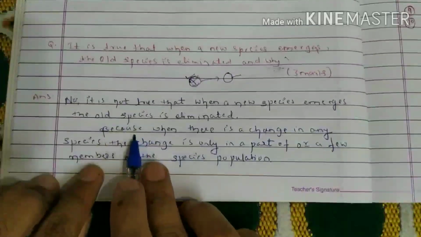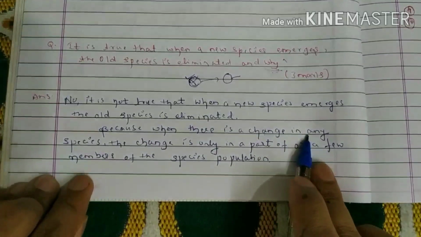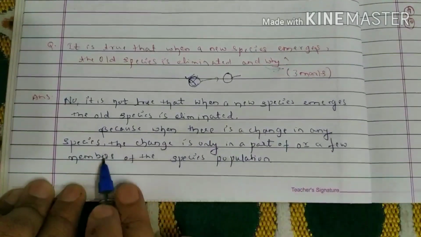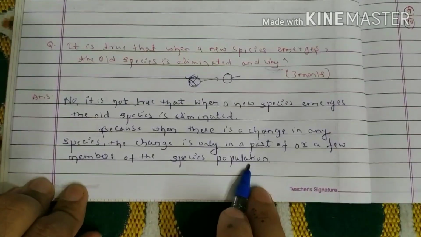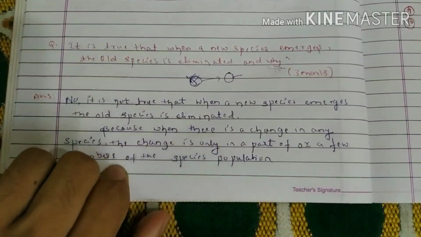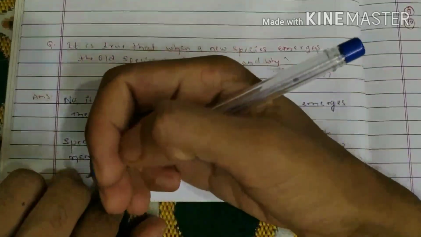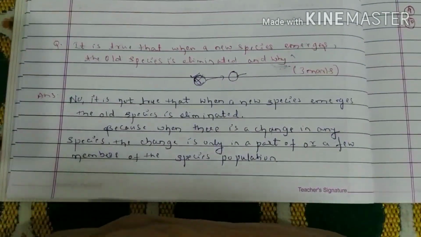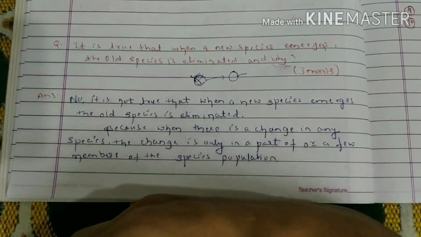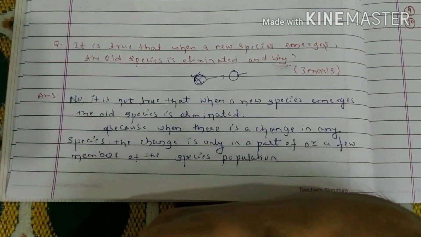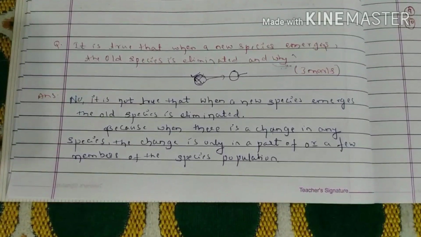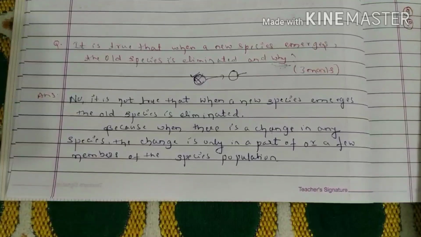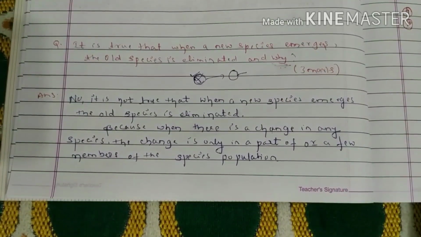The reason here is that when there is a change in a species, the change is only in a part, or a few members, of the species population. When a change in the DNA or a variation takes place, for example in the case of beetles, not all red beetles are converted to blue beetles, only some beetles are converted. In the population, both red and green beetles are present. That is very important.